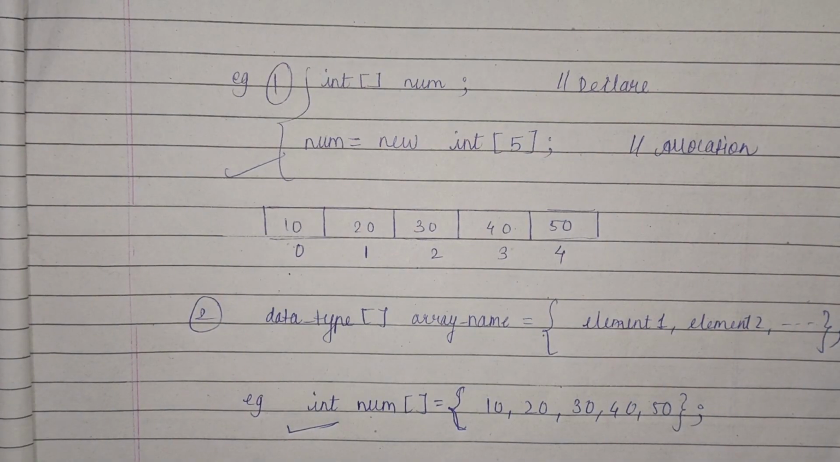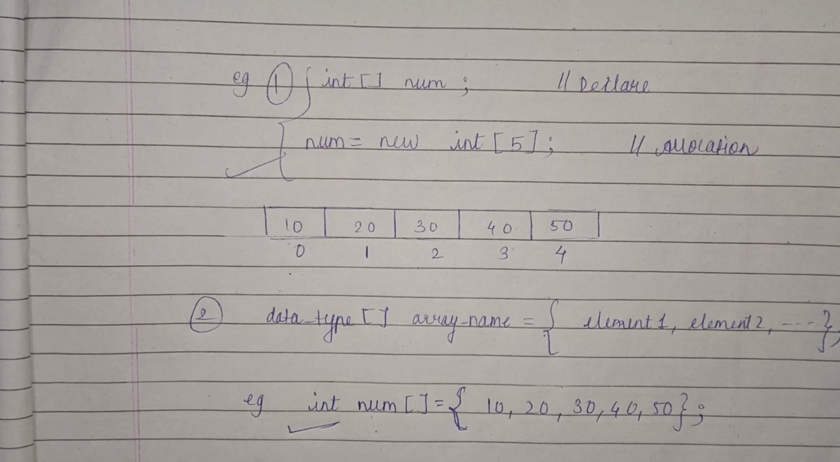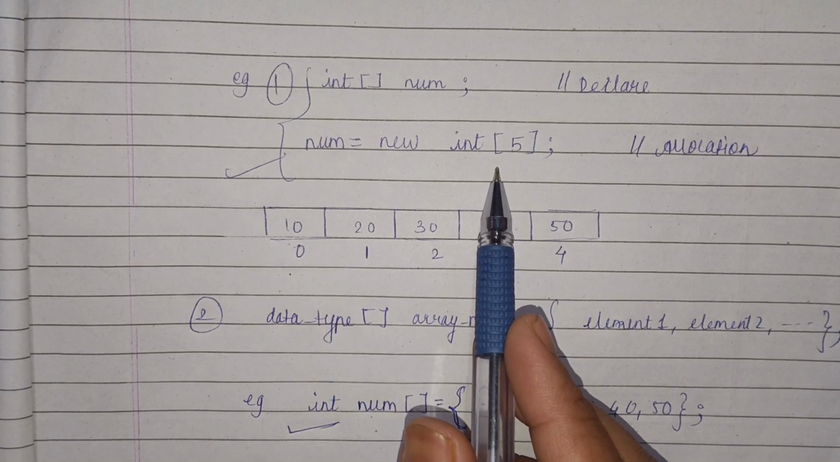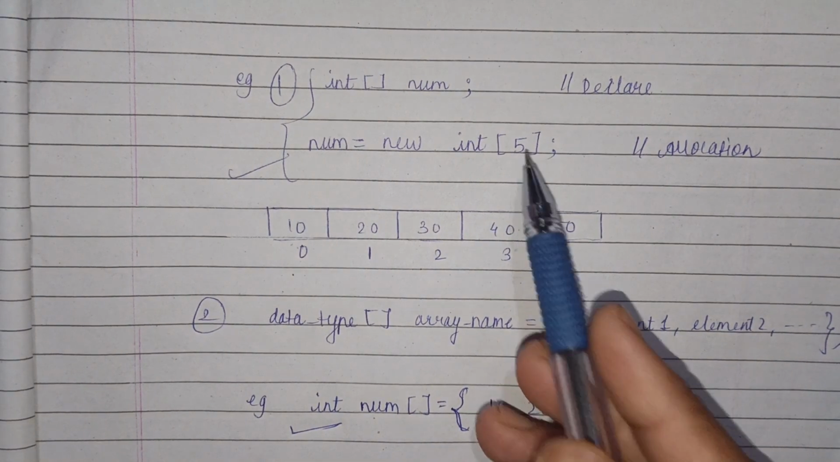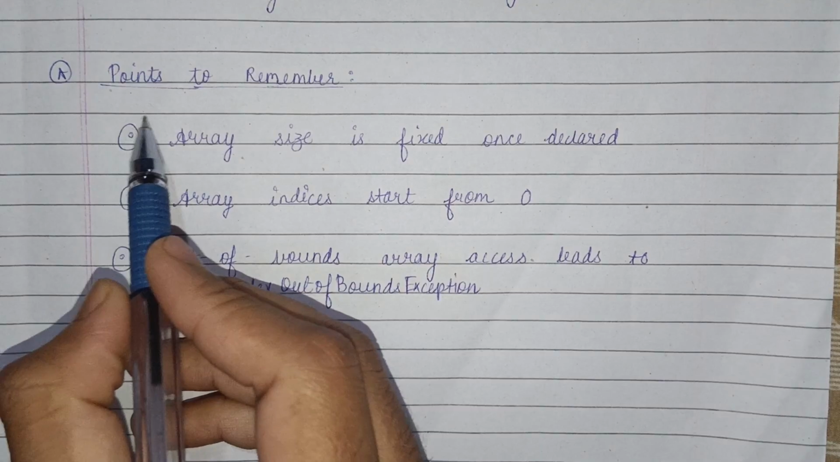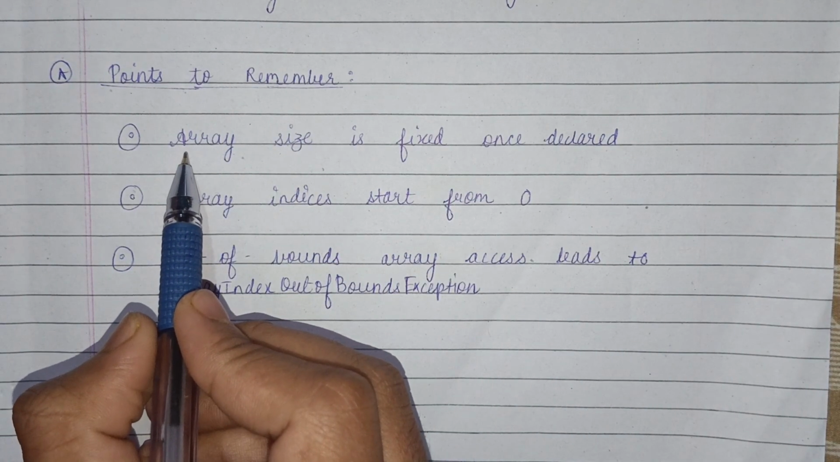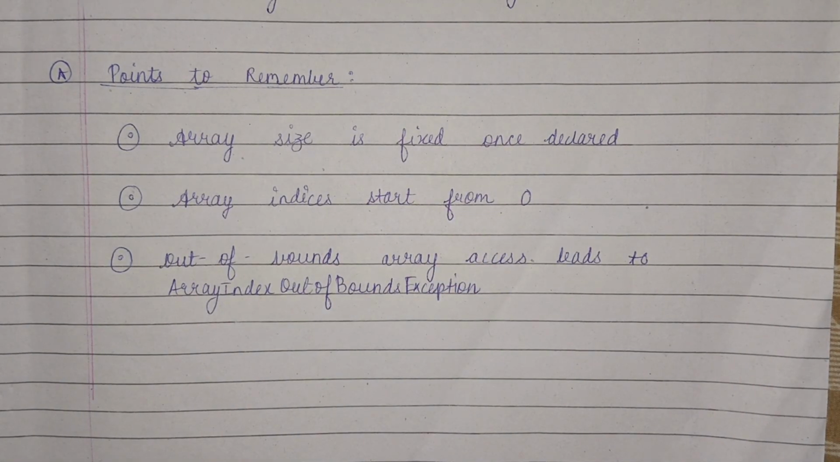Both are the same, but here we are directly declaring the array elements in curly brackets, and in the first way we are giving the size of the array and then inputting the elements in the array. To remember, array size is fixed once declared. So once we declare it, the array's size is fixed.